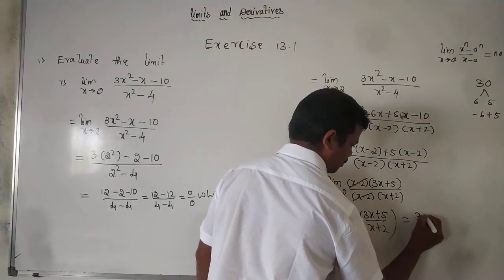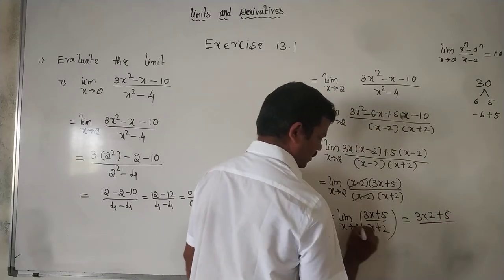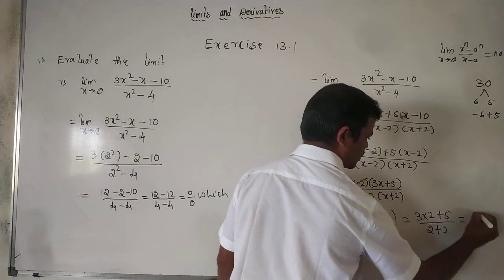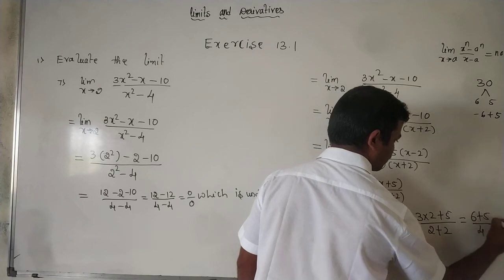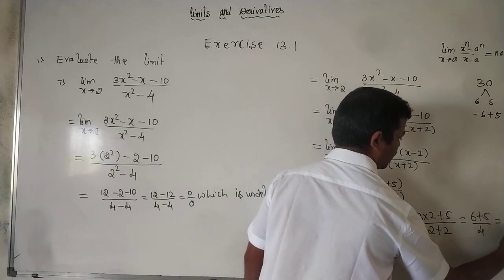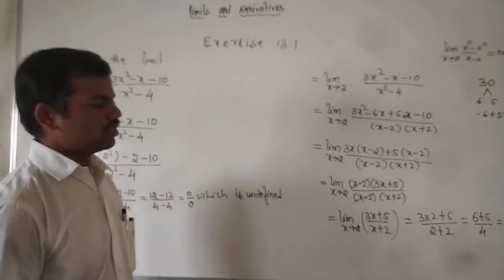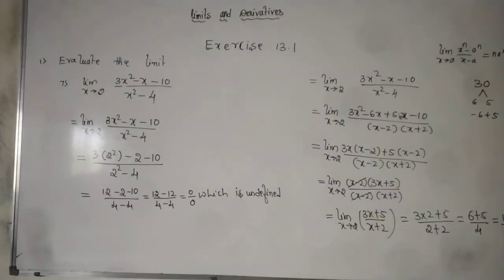So 3 into 2 plus 5 divided by 2 plus 2. 3 2s are 6, 6 plus 5 divided by 4. 6 plus 5 is 11 by 4. So that is, we got the defined form. So this completes the problem. Okay, thank you.